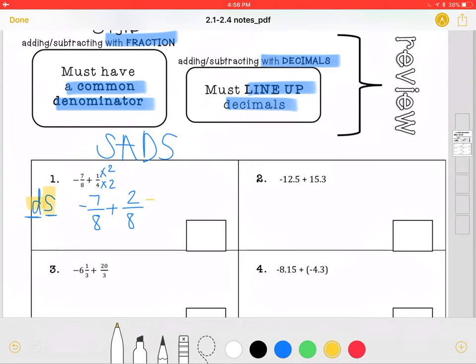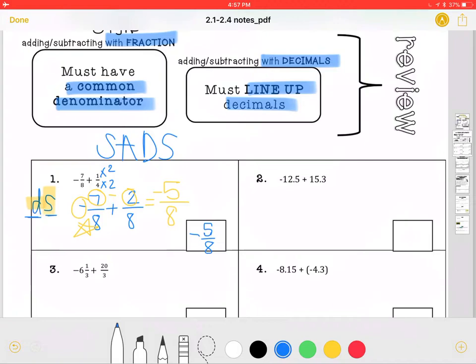When we're subtracting, we keep the common denominator and just subtract the numerators. What's 7 minus 2? Now, we have to keep the sign of the greater number. 7/8 is greater than 2/8, so our answer is going to be -5/8. So let's write that. Awesome. Let's move to the right.